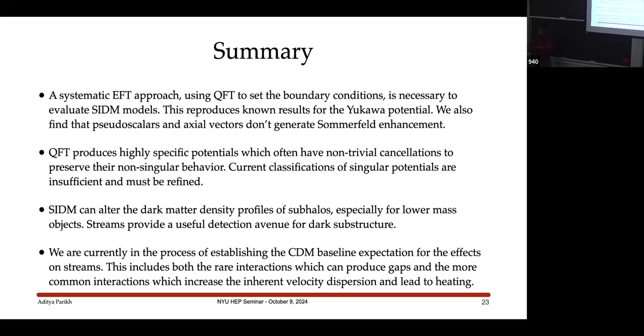For SIDM streams, can you say anything about angular dependence of the cross section? Good. I think the short answer is no. I think the only thing we'd really be able to get after is the velocity dependence.